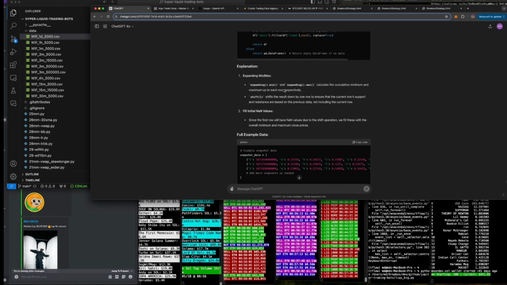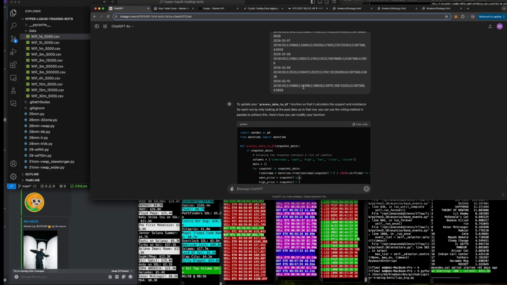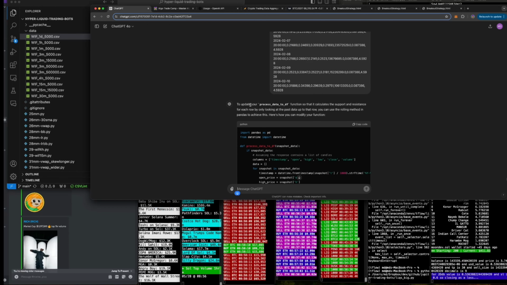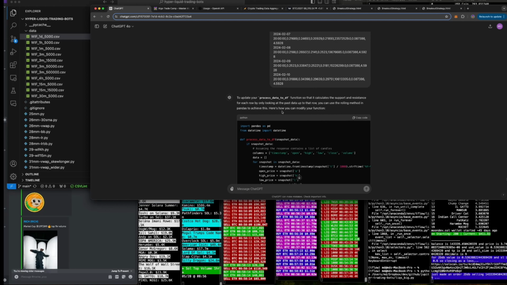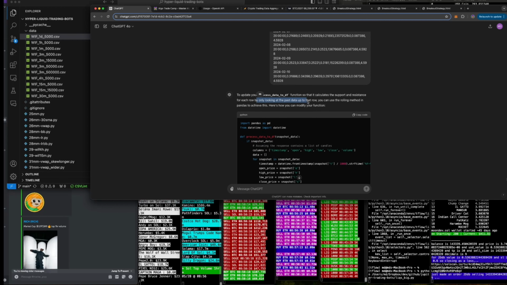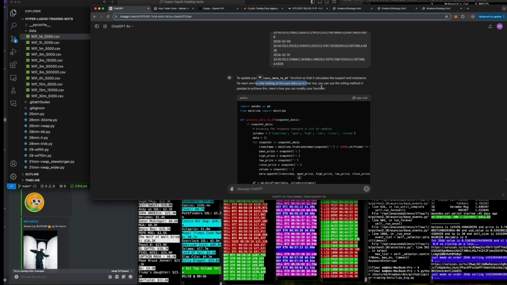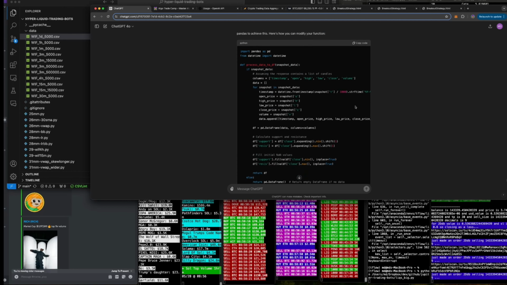Data snapshot, okay. Let's see, update your process data to DF function so that it calculates the support and resistance for each row by only looking at the past data up to that row. You can use rolling. That's exactly what I want, my dog.